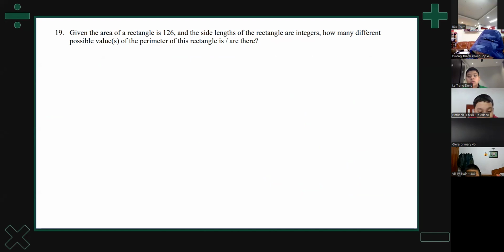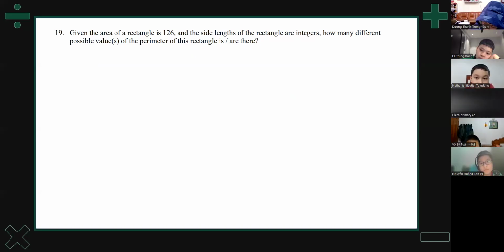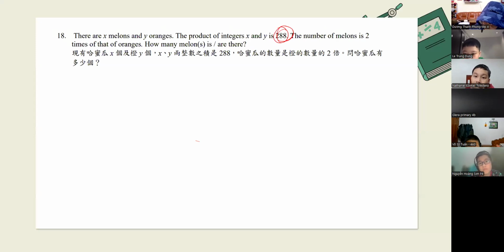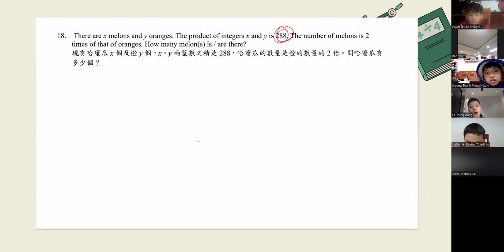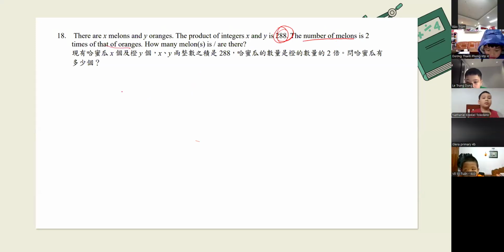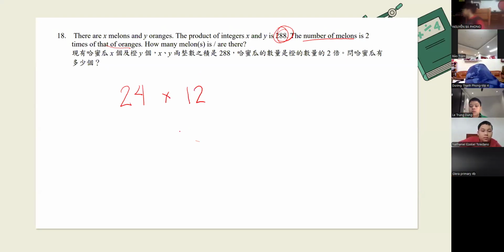I don't think that for 18, the answer is 24. Why? Because 24 is only a little number and 288 is the total, right? Okay, let's try to verify that in another way. Let me show you something. It says that the number of melons is 2 times that of oranges. So we had an answer of 24, and then the other number is 12, right?